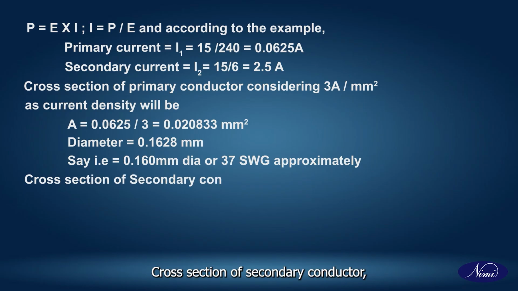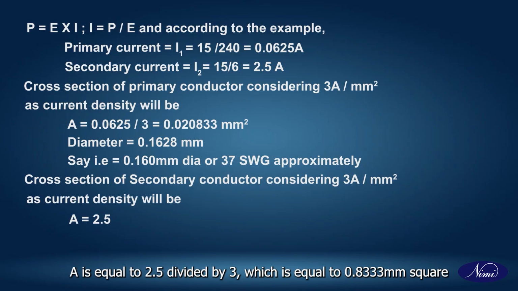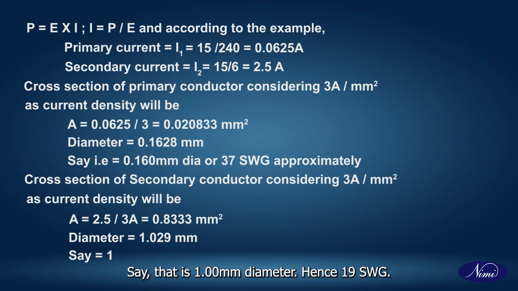Cross section of secondary conductor, considering 3 ampere per millimeter square as current density, will be A is equal to 2.5 divided by 3, which is equal to 0.8333 millimeter square. Diameter is equal to 1.029 millimeter. Say that is 1.00 millimeter diameter, hence 19 SWG.